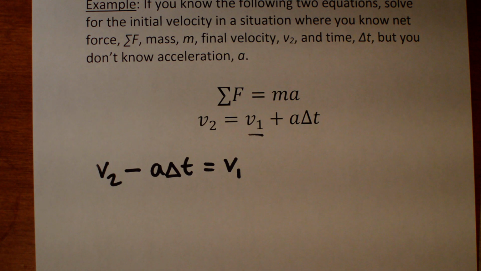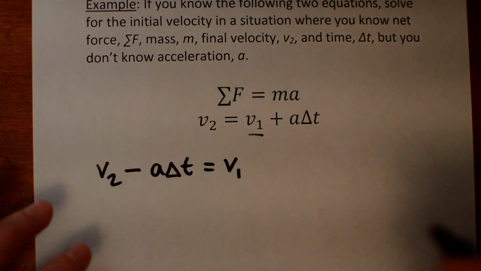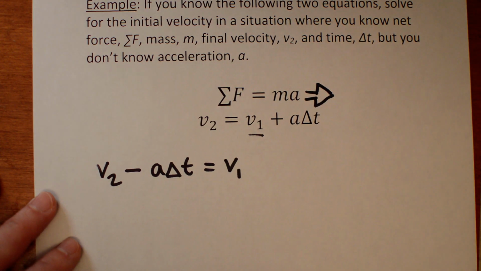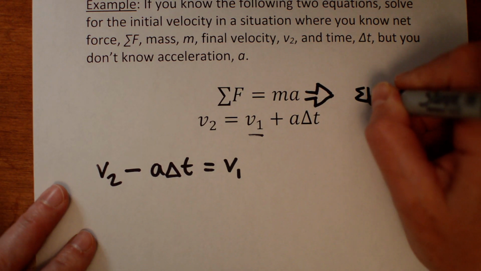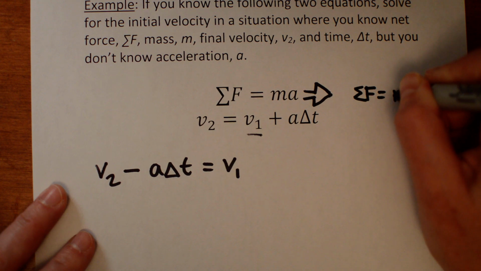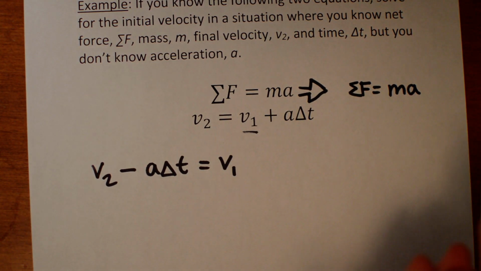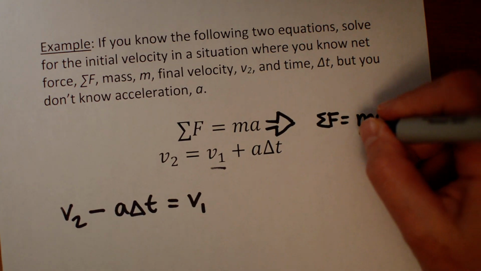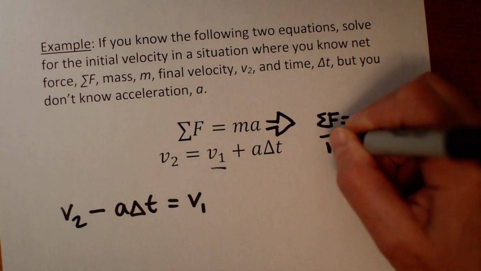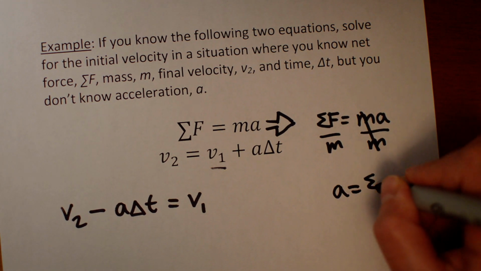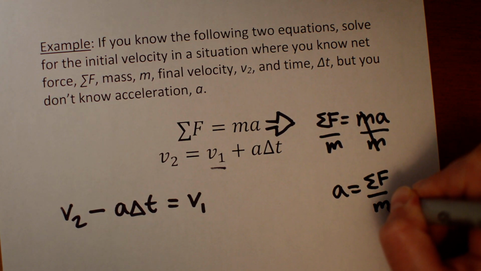This is where it's really handy to be able to rearrange with variables. We're going to take the first equation here and try and solve it for a. So I have this sum of the forces, that's what that means, is mass times acceleration. I'm going to rearrange this so I have just a little equation for acceleration here. So I'll divide both sides by mass, and I get acceleration on its own. Acceleration is the net force over the mass.